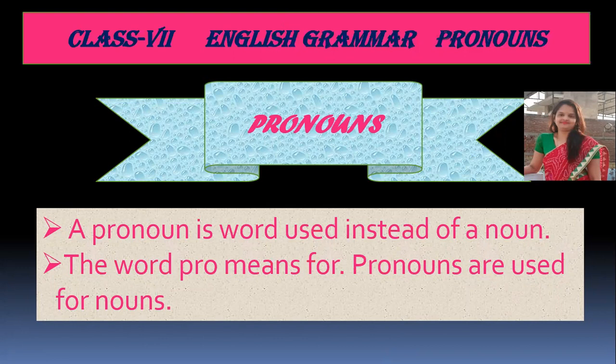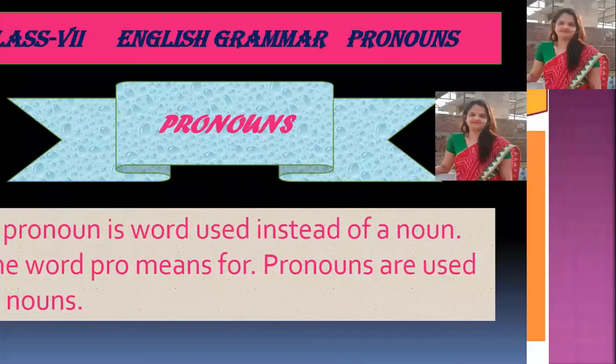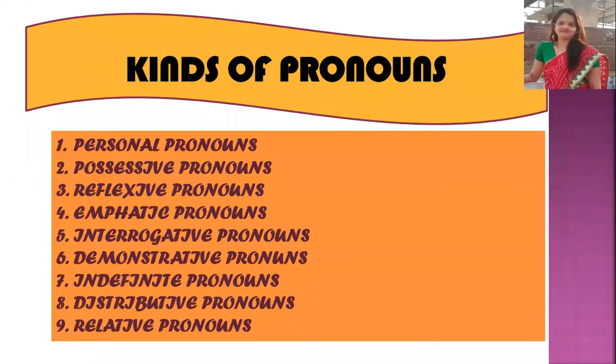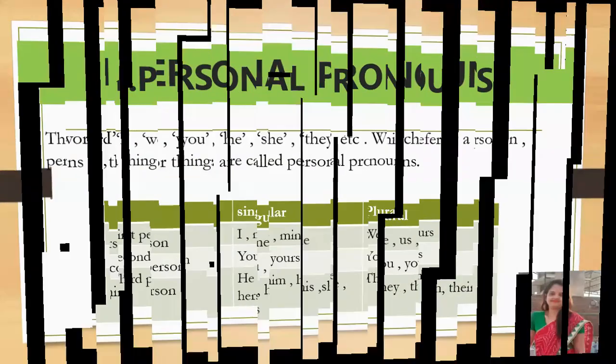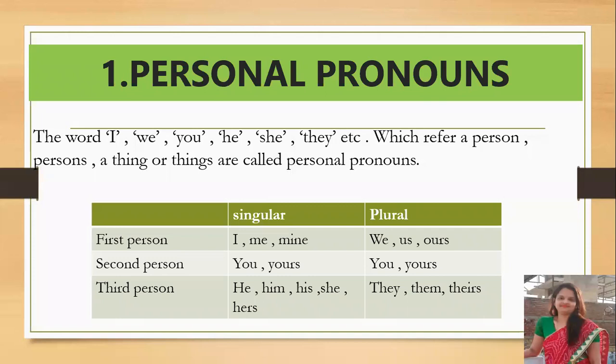Okay. Now let us come to the main and important topic, that is kinds of pronoun. See students, there are a total of 9 kinds of pronoun. Personal pronoun, possessive, reflexive, emphatic, interrogative, demonstrative, indefinite, distributive, and relative. Now, see, we'll study in detail about the kinds of pronoun. Now, your first is personal pronoun.